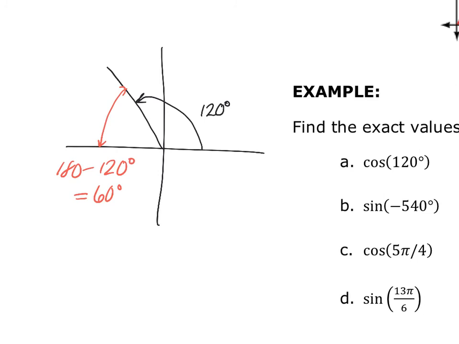We okay so far? So I can evaluate the cosine of 120 degrees as the cosine of its reference angle. However, I know cosine happens to be negative in that quadrant, so I need to make sure I put a negative on that answer. So I put a negative out front.